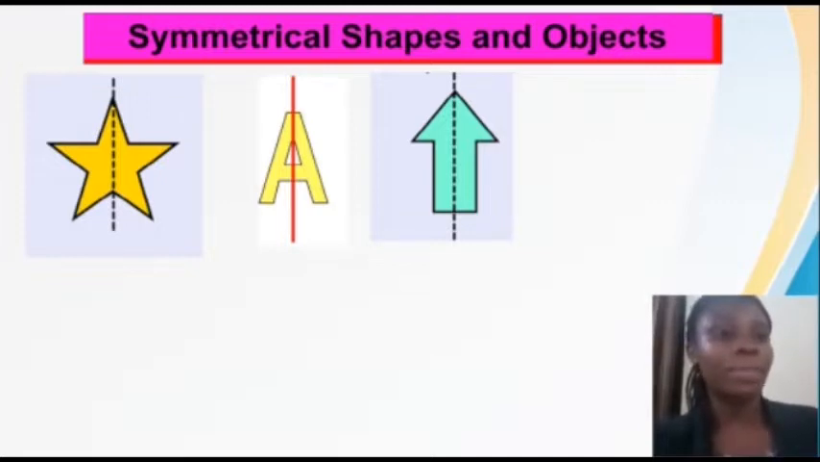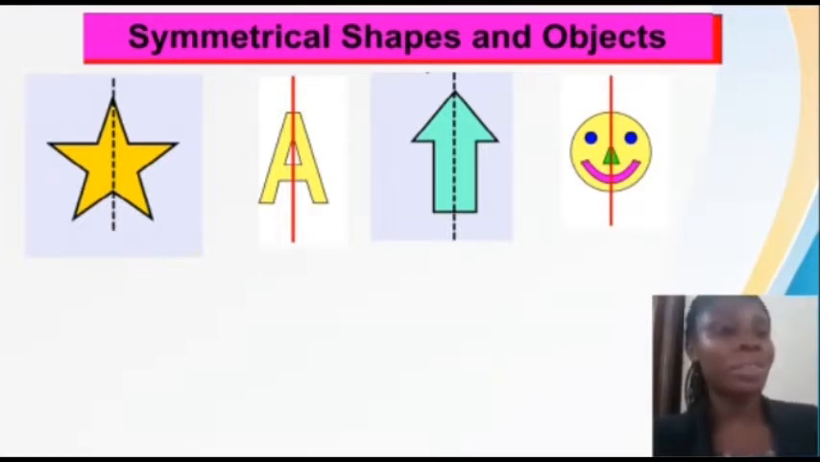We have an arrow. This particular arrow is symmetrical. You can see the black dotted line cutting it into two to give us two equal halves. We have a smiley face.